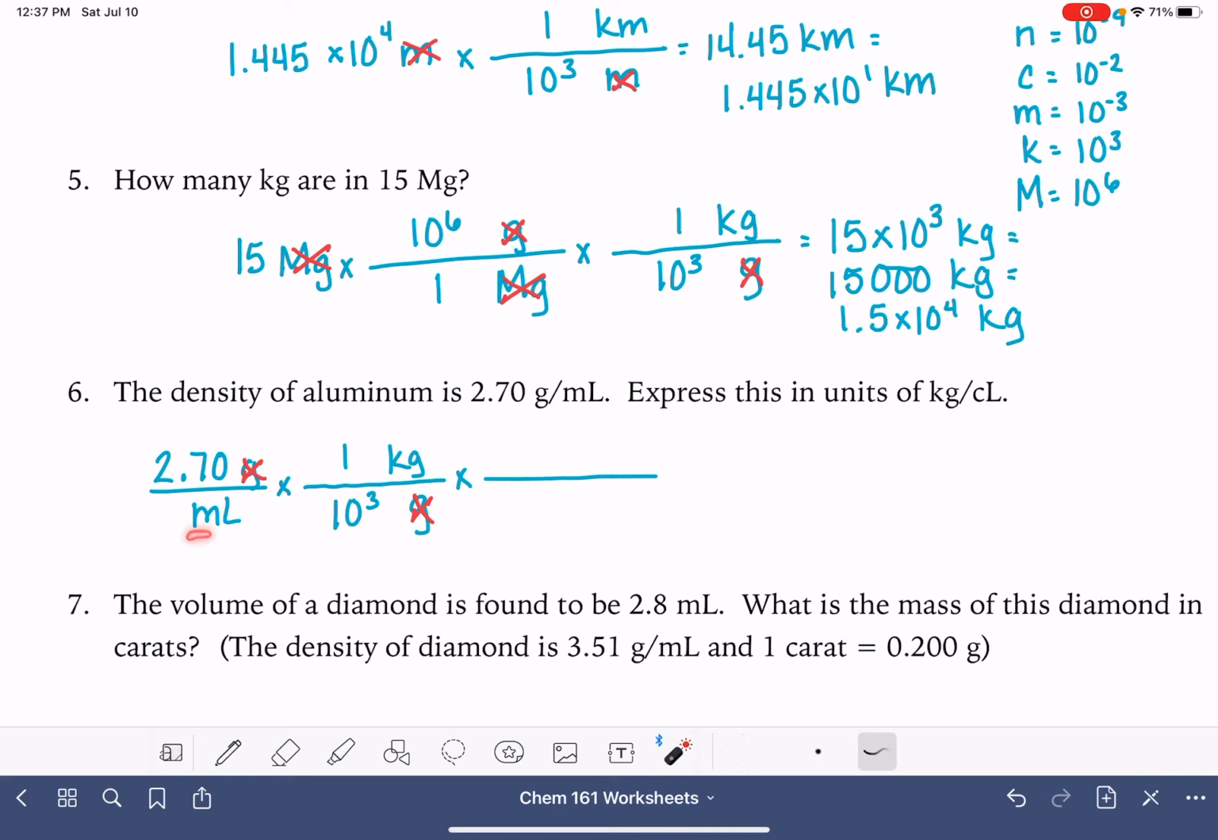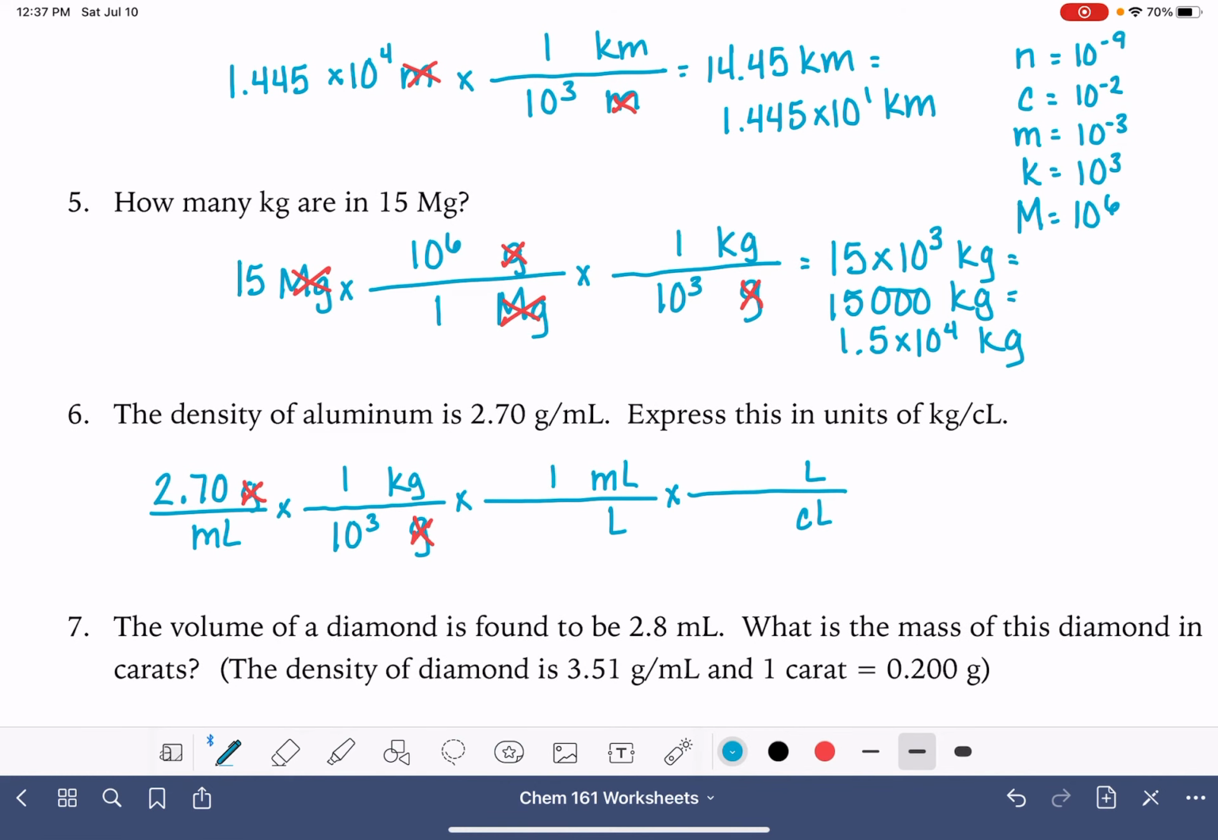Because this is going from a prefixed unit to another prefixed unit, the safest way to do this is to convert from milliliters to liters, and then to convert from liters to centiliters. Milli is the prefix for 10 to the minus 3. That means 1 milli is 10 to the minus 3 liters. Centi is the prefix for 10 to the minus 2, so 1 centi is 10 to the minus 2. The milliliters have canceled, the liters have canceled, and our units at the end are going to be kilograms per centiliter, which is exactly what we want.